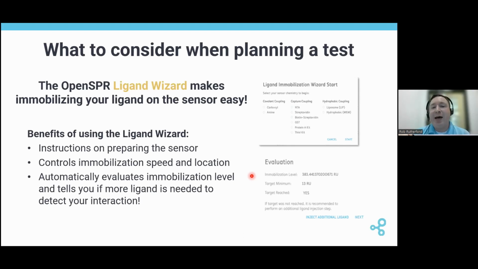So what do I mean by that? In a two-channel system, we have our reference channel, which is also called channel 1, and our active channel, which is called channel 2. We only immobilize ligand in channel 2, and the ligand wizard makes sure that that injection pattern is followed. If you don't use it, then you have to use your own brain power to remember, oh, I make sure to change the flow pattern myself before I start my ligand immobilization.